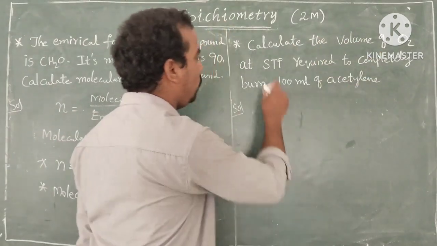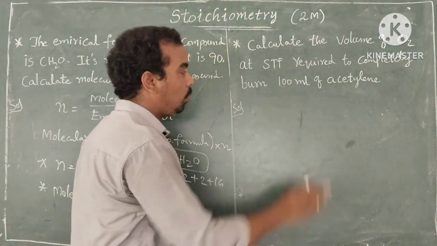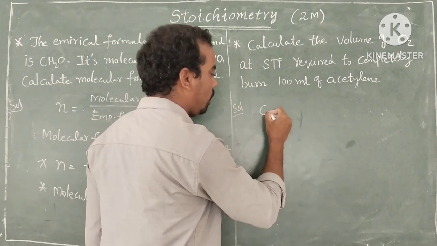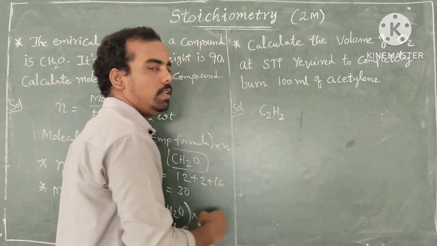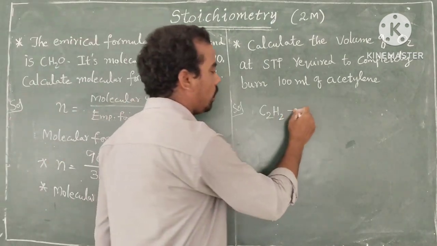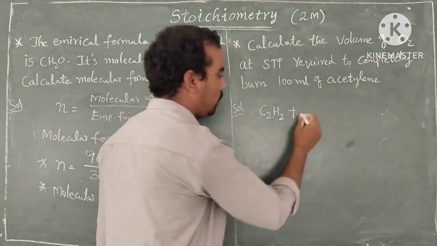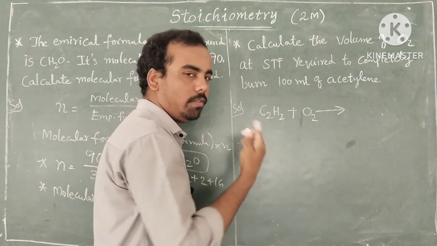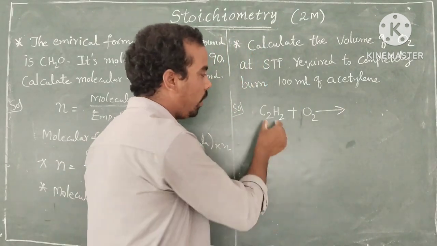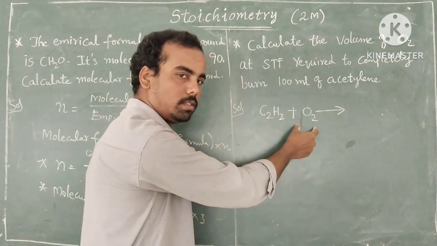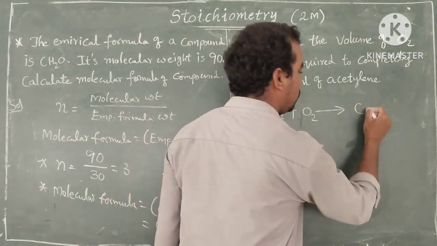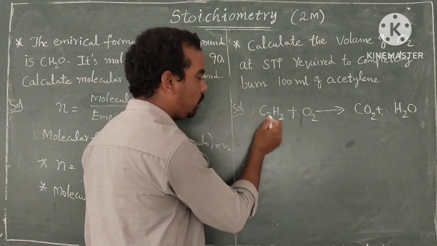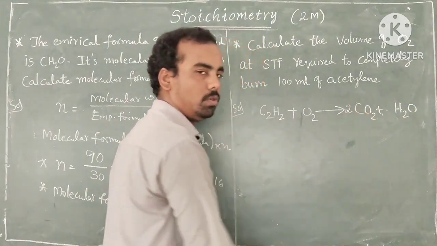Calculate the volume of O2 at STP required to completely burn 100 ml of acetylene. First, acetylene formula is C2H2. Burning with oxygen means combustion. Whatever the alkane or alkyne, when it burns with oxygen, it forms carbon dioxide and water. So CO2 plus H2O. How many carbons are there? 2 carbons, so multiplying with 2 for CO2.